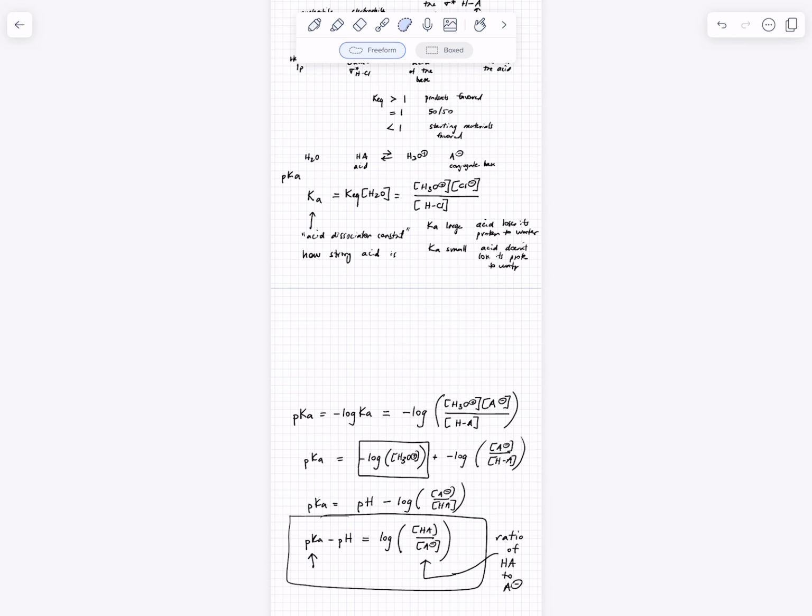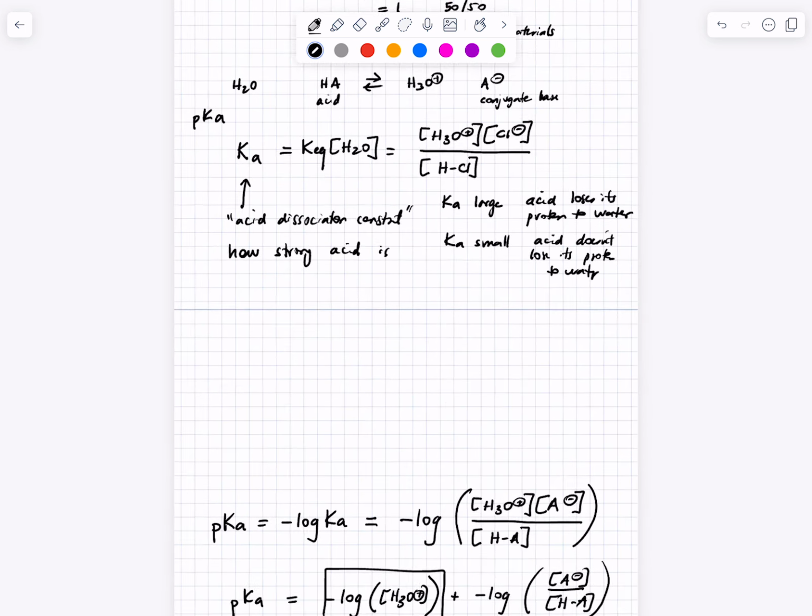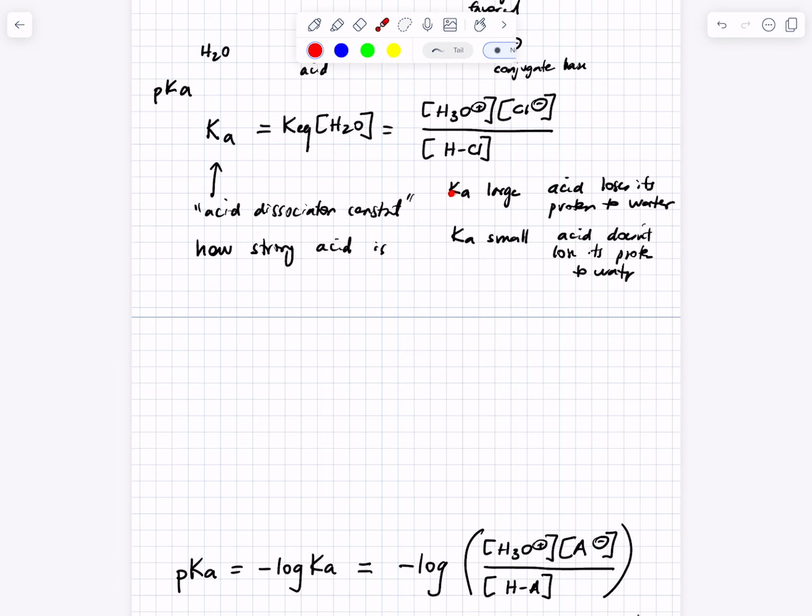I'm going to scoot this down a little bit. Do you remember that we said that if Ka is large, an acid loses its proton to water? Or in other words, an acid is strong. Maybe that's how we should say it. If Ka is large, the acid is strong. If Ka is small, the acid is weak.